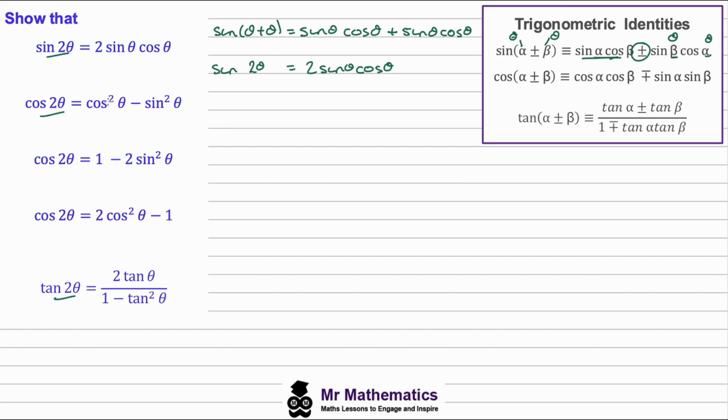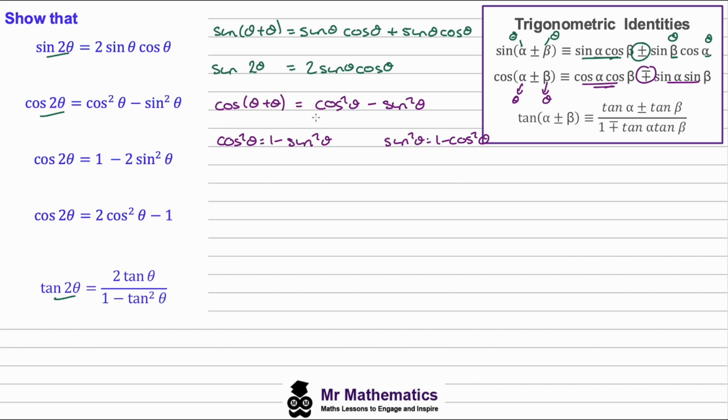If we look at cos 2 theta, we'll apply the same idea. We'll replace this one with theta, the same here. So this term will become cos squared theta minus, notice how the signs are reversed, sine squared theta. And now we can use the Pythagorean identity to write this in terms of cos squared or sine squared. We know cos squared will be 1 minus sine squared. We know sine squared will be 1 minus cos squared.